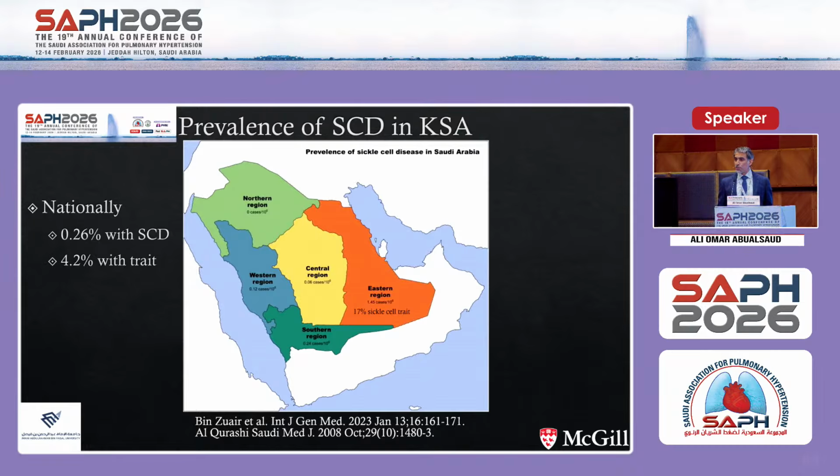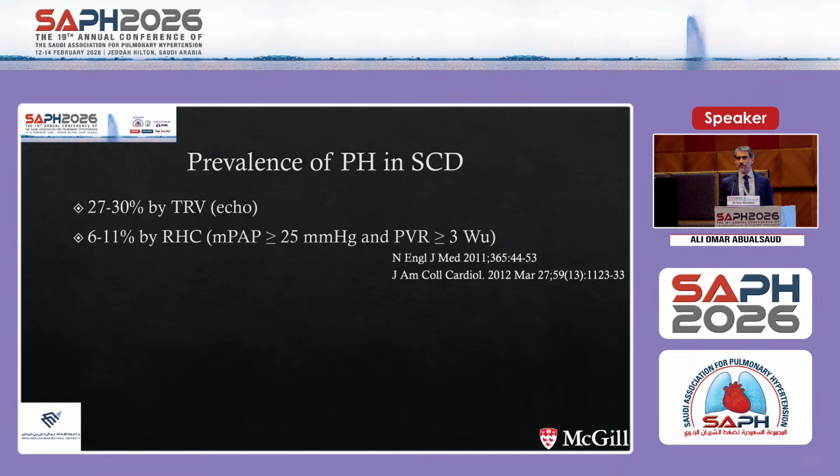If you go to the south, it's 0.24%. The west has 0.12%, and Riyadh about 0.06%. Nationally, it's about 0.25% with 4% sickle cell trait. So it is really quite prevalent.